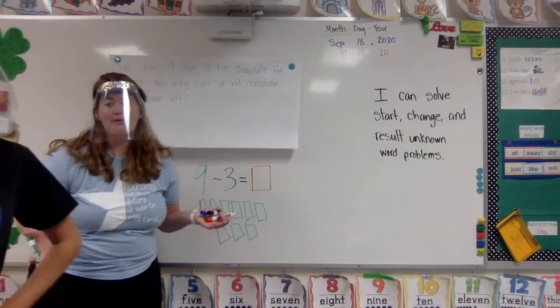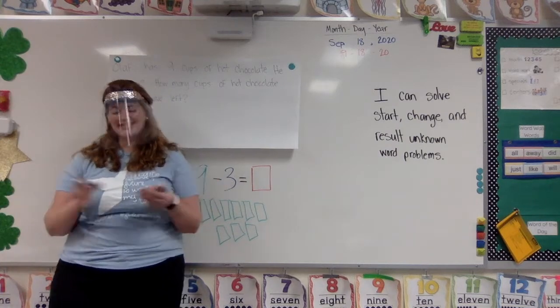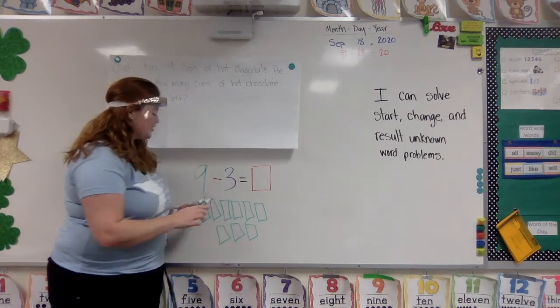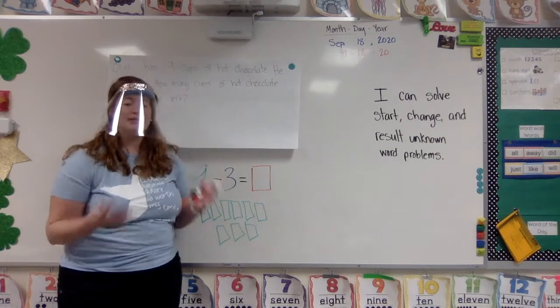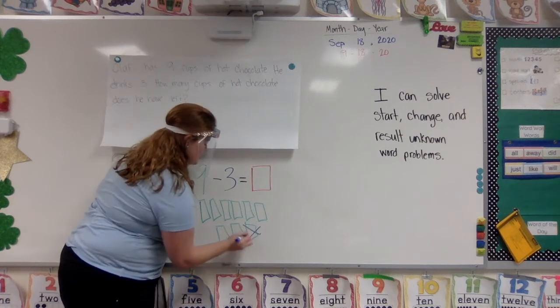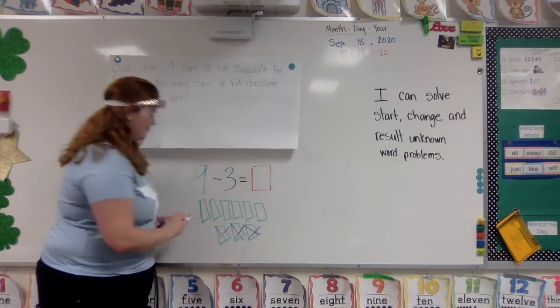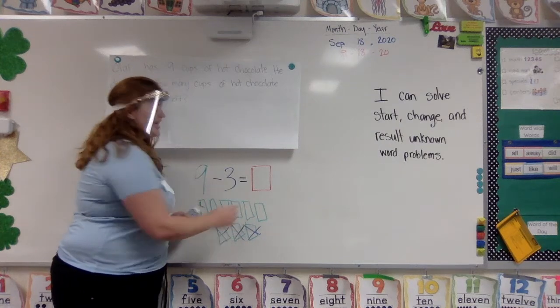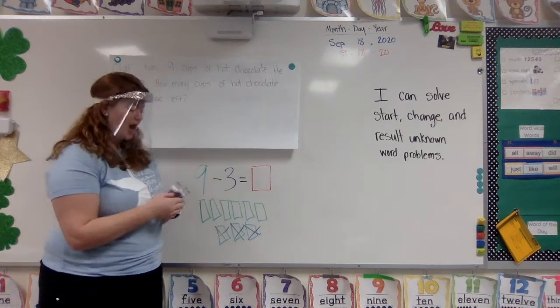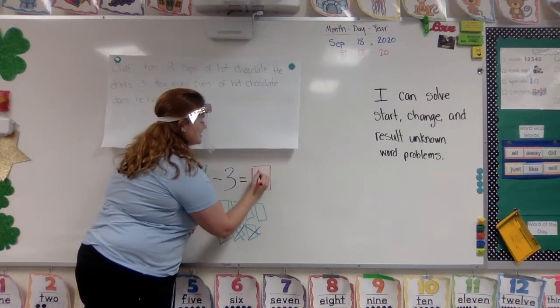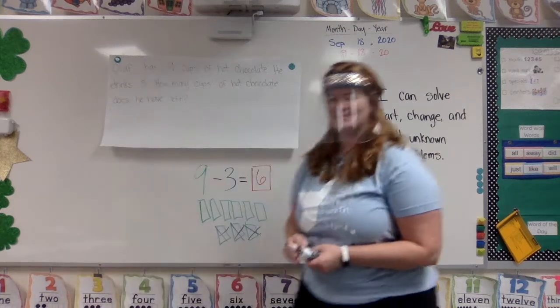My pictures aren't perfect, Miss Lestico, but am I trying my best? You are, Miss Lime. He drank 3. So that means I need to cross 3 off. 1, 2, 3. Now I can see he has 6 cups of hot chocolate left. So I'm going to put 6 in my box.